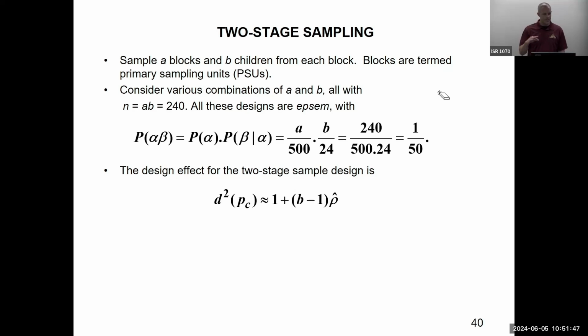Fortunately, Kish showed that the design effect for that 2-stage sample design is the same calculation. Now we're just using little b, the amount to subsample from each of the clusters, as opposed to taking everything. So whatever the sample size per cluster is, that's the b that gets used in that design effect calculation.